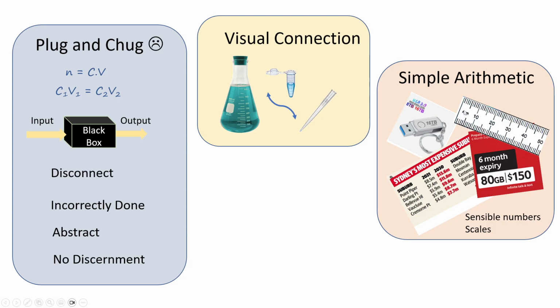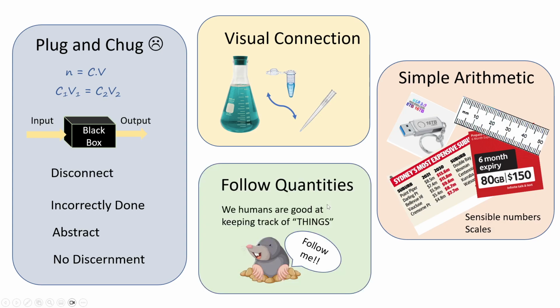So we'll be using prefixes like milli and giga and million and things like that, things that you use every day in life. You don't use scientific notation in everyday life. You use prefixes that make numbers sensible. And most important of all, we'll be following quantities. We'll be keeping a track of things. We humans are brilliant at keeping track of objects and items like cash and dogs and cars. We're not good at keeping track of abstract quantities like concentration. So these are the three foundations of the approach.